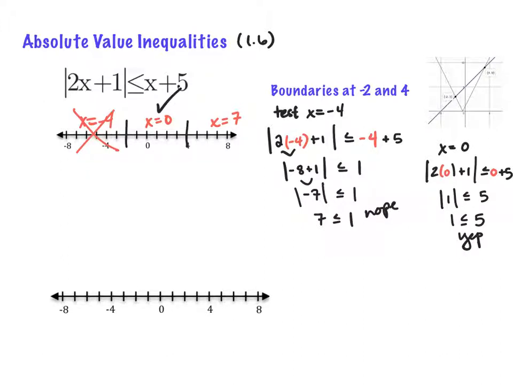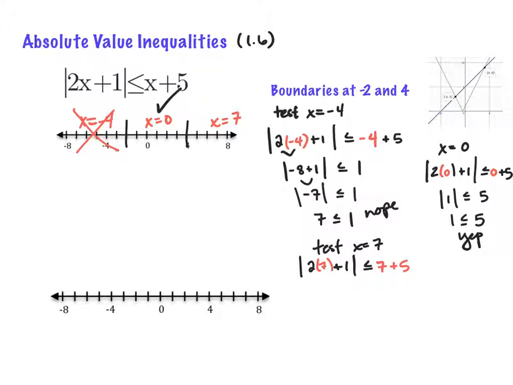So the last thing I'm going to check is x equals 7. The reason we check all 3 is because those extraneous solutions can have an impact. So test x equals 7. So I've got 2 times 7 plus 1. Absolute value is less than or equal to 7 plus 5.